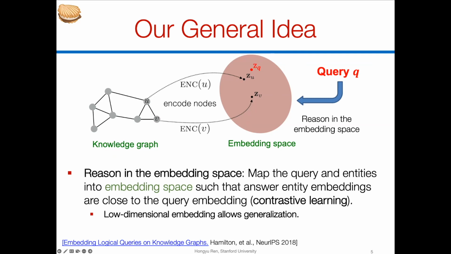And we may simply train such a model using contrastive learning, optimizing the distance between the query and an entity, right? And this will result in a low-dimensional embedding that really allows for this type of generalization and is very robust to missing information.